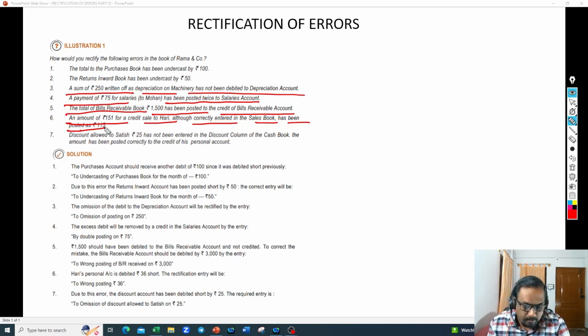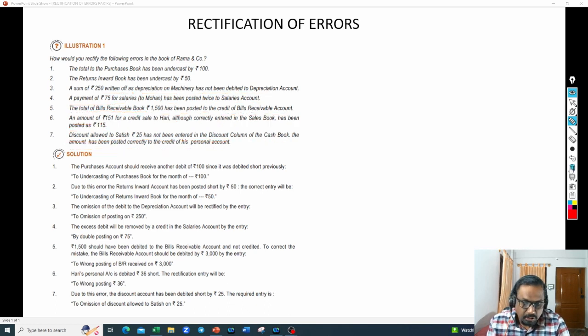Anyway, we'll talk about this again. Discount allowed to Satish 25 rupees has not been entered in the discount column of the cash book. That amount has been posted correctly to the credit of the personal account, but it is not entered in the cash book. That is what he's saying. How that is going to be, we are going to work upon that. So these are the 7 points they have given. We need to look into each and every point and see how the rectification can be done.